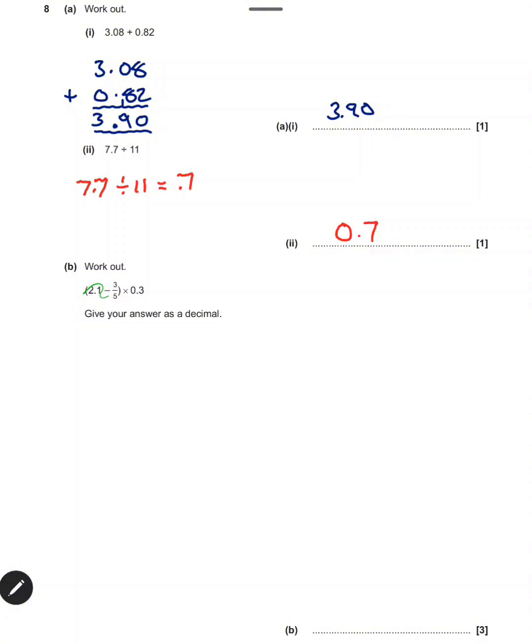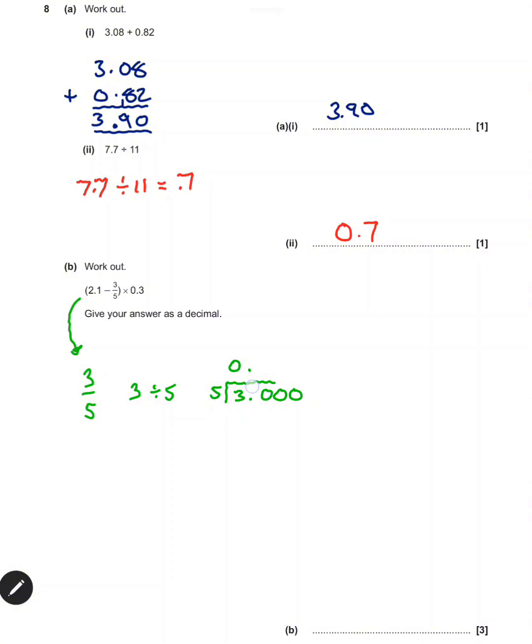And then part B, it's a BIDMAS question, but involving fractions and decimals. First thing I'm going to do is make everything the same. So we've got 3/5. I'm going to change that into a decimal just because everything else is in a decimal. 3/5 is 3 divided by 5, which is how many 5s go into 3. 5s into 3 is clearly 0, so we need some decimals and some digits to work with.